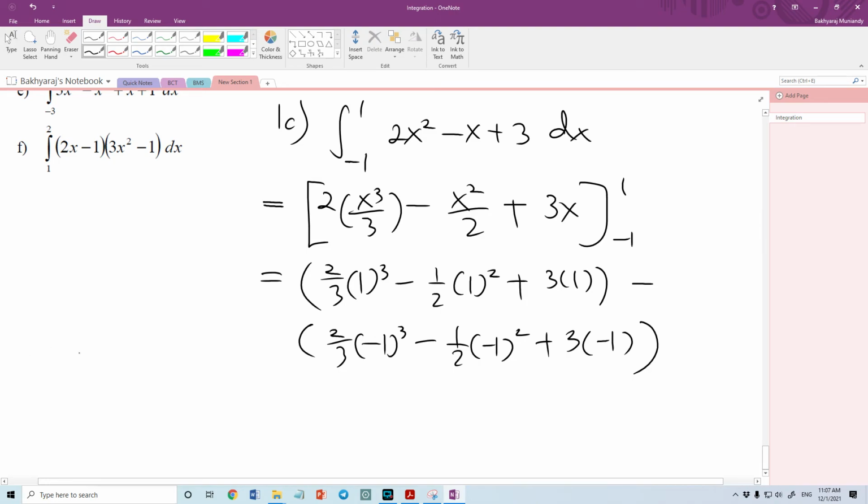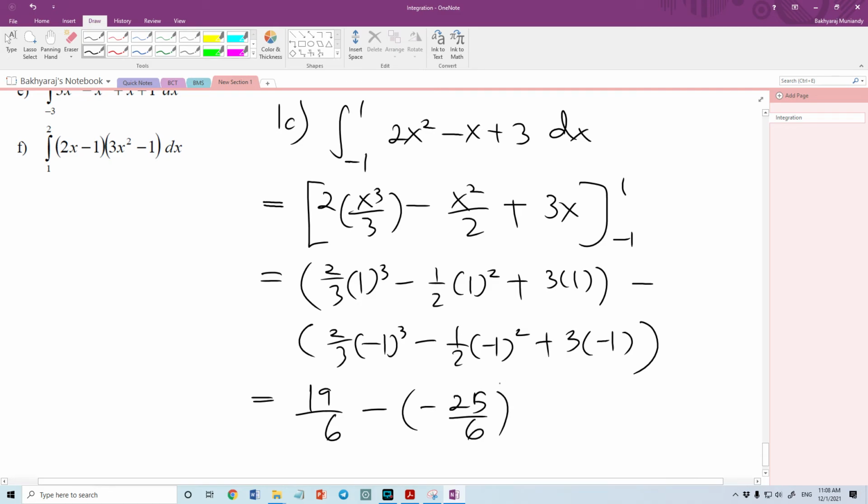For the last answer, just put it in your calculator. Program your calculator: 2 over 3 x power of 3 minus 1 over 2 x power of 2 plus 3x. When we put 1, you get 19 over 6. You get 19 over 6, minus is the formula, and this time we put negative 1. So for negative 1, you get negative 25 over 6.